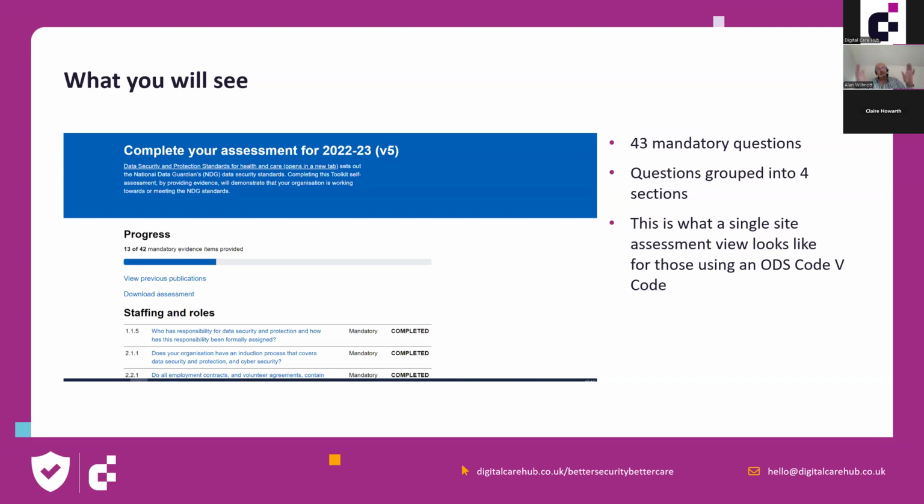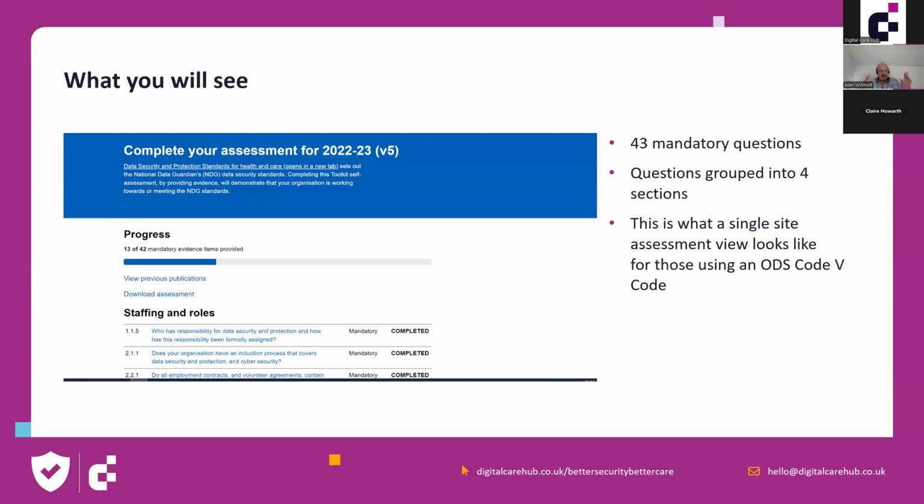And then the toolkit consists of 43 mandatory questions. And when you're republishing, you only need to respond to the mandatory questions. When you first publish the DSPT, you respond to all of the questions in order to publish at standards met. The questions are grouped into the 4 sections as previously, and this is the view that you'll get if you logged in using your ODS V code.